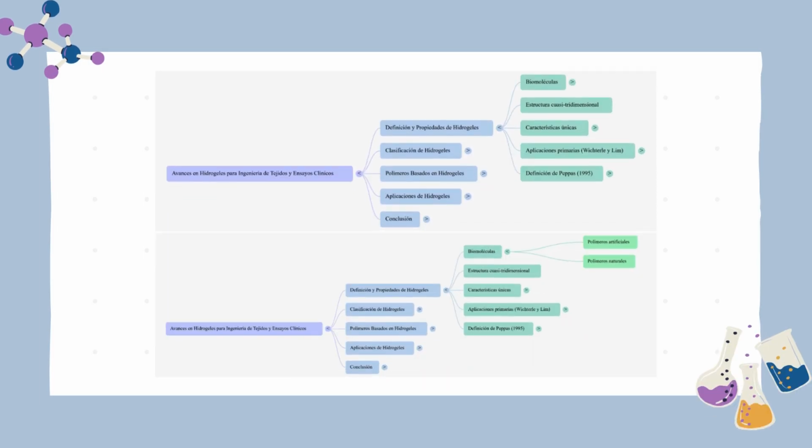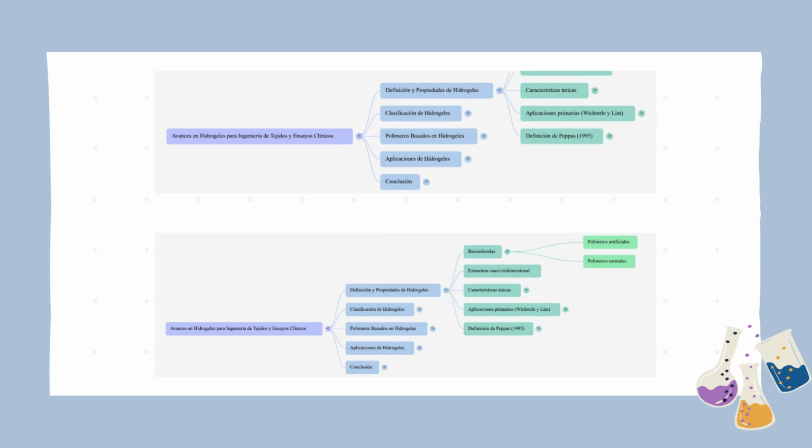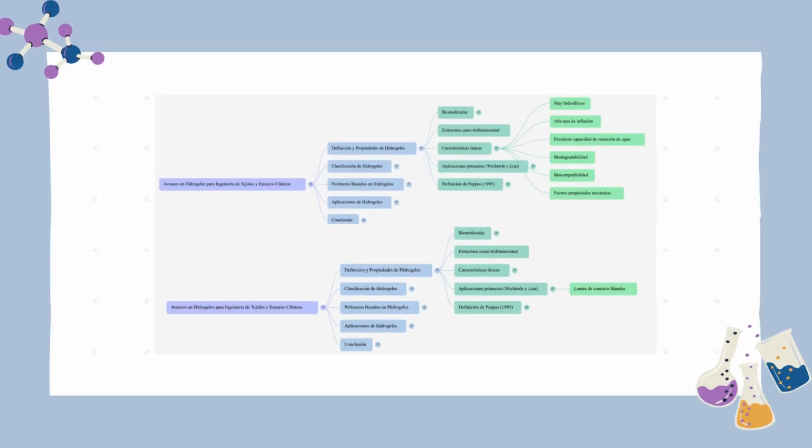Now, the concept map of the article is organized around the central concept of hydrogels, breaking down their characteristics, their classification, the types of polymers that make them up, and their application in regenerative medicine and tissue engineering. First, we have the definition and characteristics. Hydrogels are biomolecules formed by artificial and natural polymers that have a quasi three-dimensional structure. They stand out because they are highly hydrophilic with a great capacity for swelling and water retention.